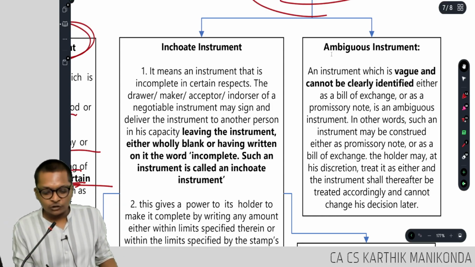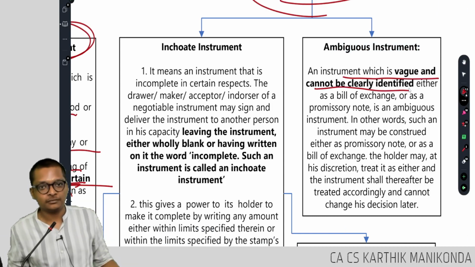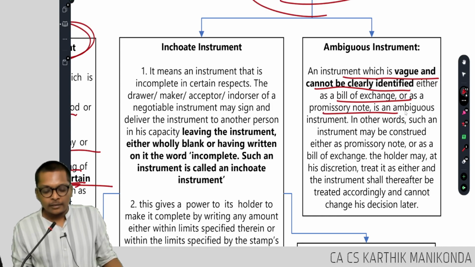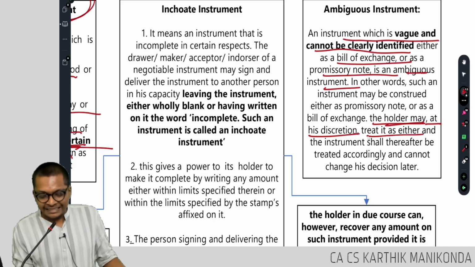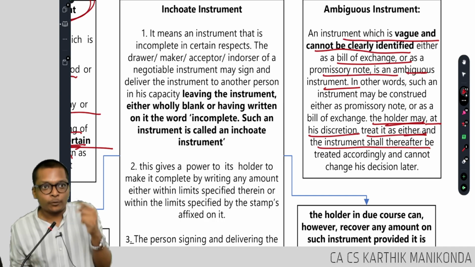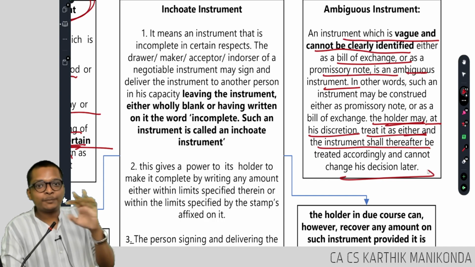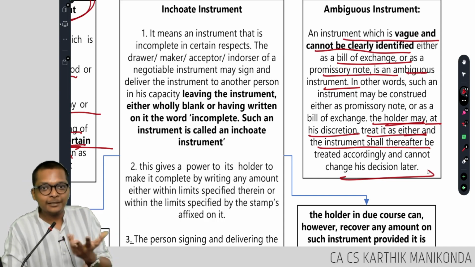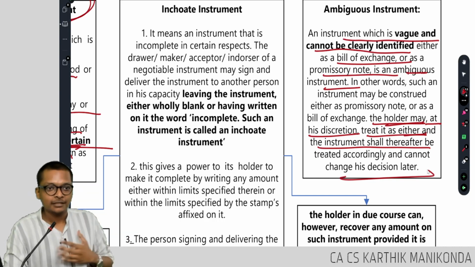Like that, when an instrument is vague and cannot be clearly identified as a bill or promissory note, it's called an ambiguous instrument. The holder, whoever is having that instrument, may at his discretion treat it as either a promissory note or a bill, and later you can't change it. After you messaged sweet pongal, now wife is asking, sweet pongal? I didn't make sweet pongal. You can't tell, hey, no, I meant something else. Once you decide, you're gone. That's it. Are you following, guys?